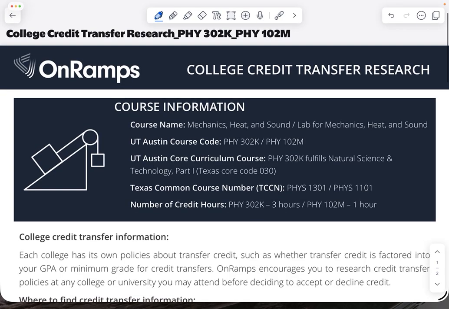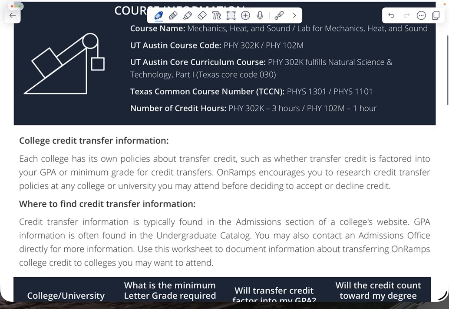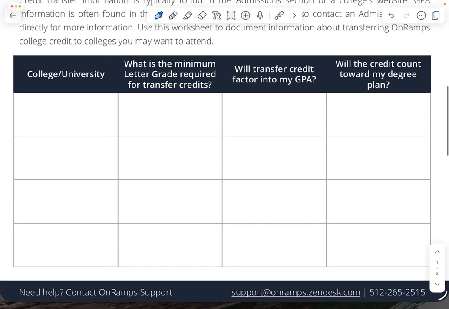So I have here pulled up the Emirates Physics credits transfer research. You can find this in the high school Canvas section for Unit 9. And I think it's pretty good because it shows them all of the information they need to look up before they can make an informed decision on whether to accept or decline the Emirates credit.